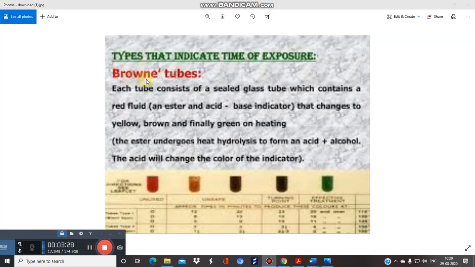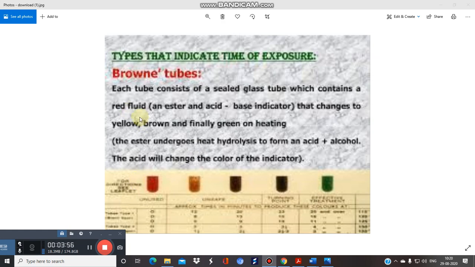So these Browne tubes consist of a sealed glass tube which contains a red fluid, which may be an ester and acid base indicator. So basically these tubes contain an indicator that changes to different colors, that is yellow, brown, and finally to green upon heating. So this will help us in the monitoring of our process inside the moist heat sterilization.